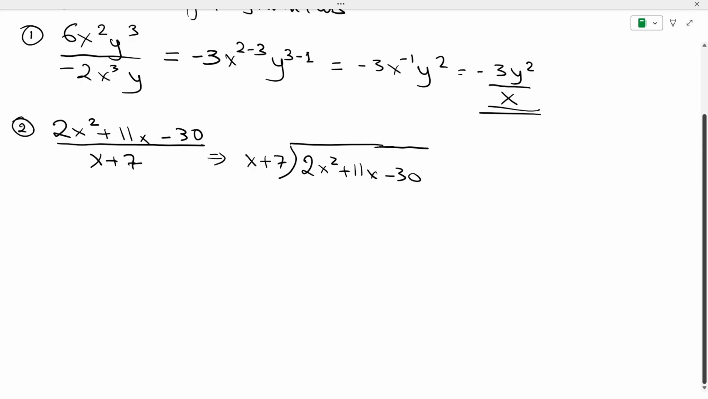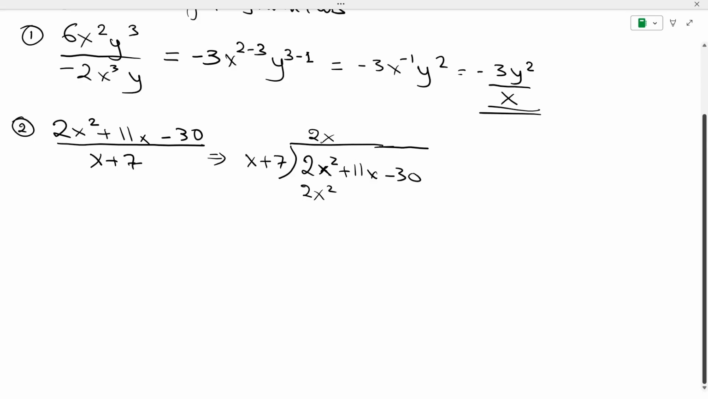So what we do first is look for the highest degree of the variables that we have. In this case, we have x squared. So that's what we concentrate on first. And we ask ourselves, what factor can we write here that when multiplied by x will give us 2x squared? Clearly, that factor should be 2x, because 2x times x will give us 2x squared.